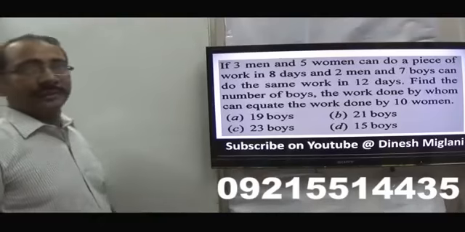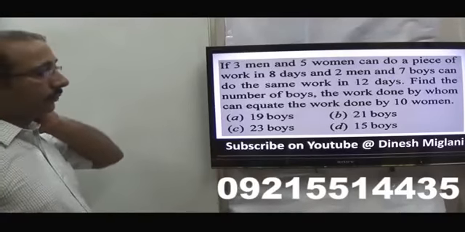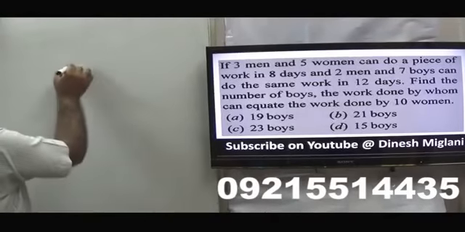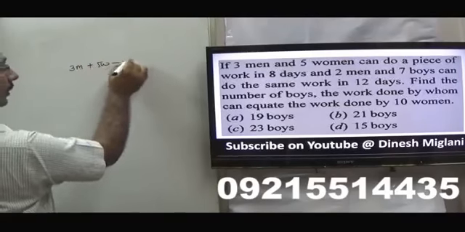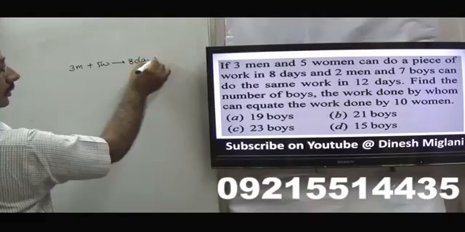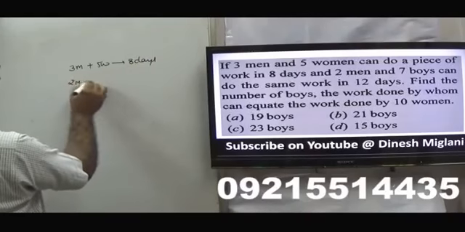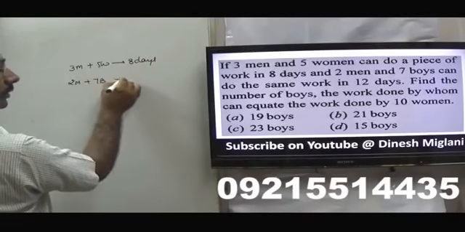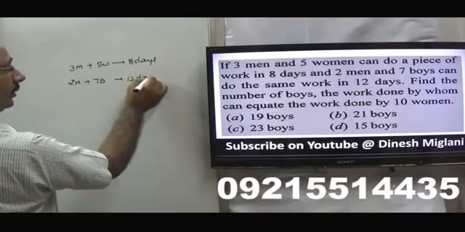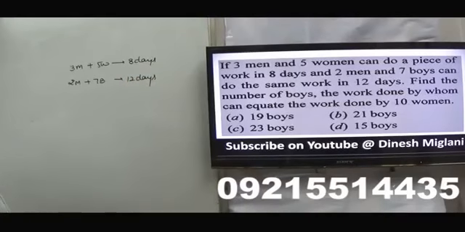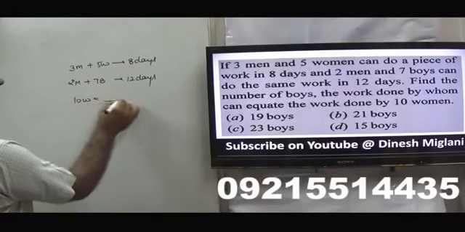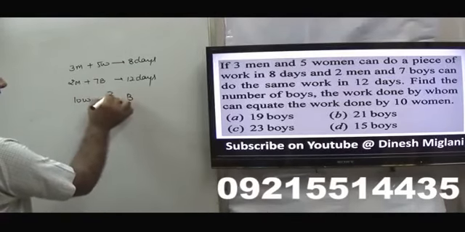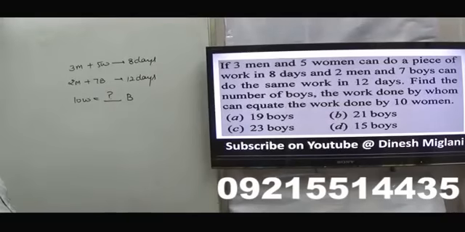The next question here is: 3 men and 5 women can do a piece of work in 8 days. Right? 2 men and 7 boys can do the same piece of work in 12 days. Find the number of boys whose work can equal the work done by 10 women. It means 10 women is equal to how many boys? Practically that's my question.